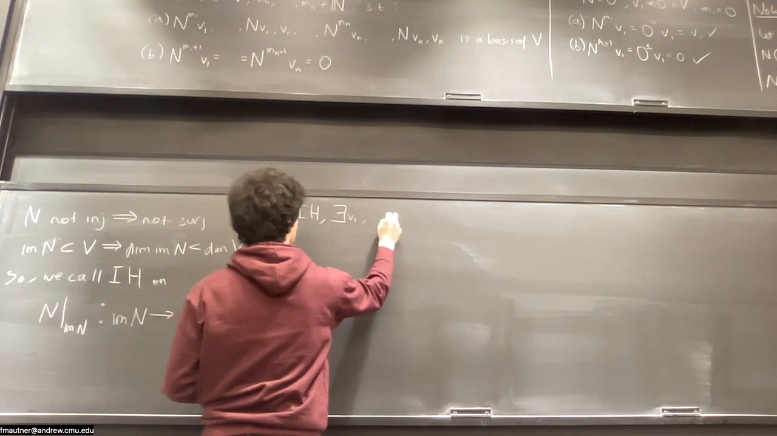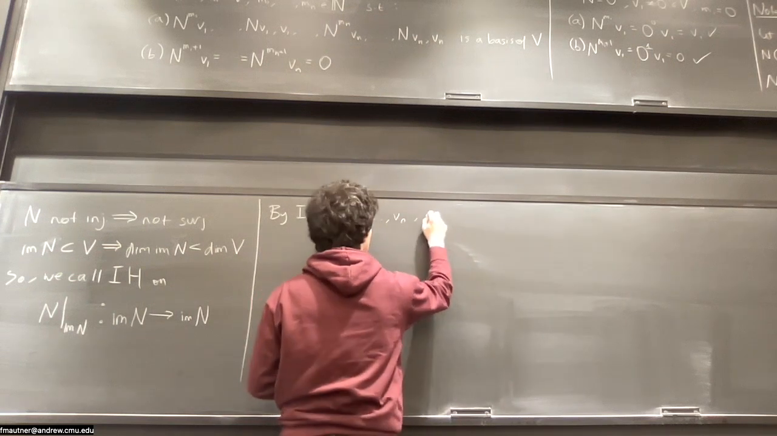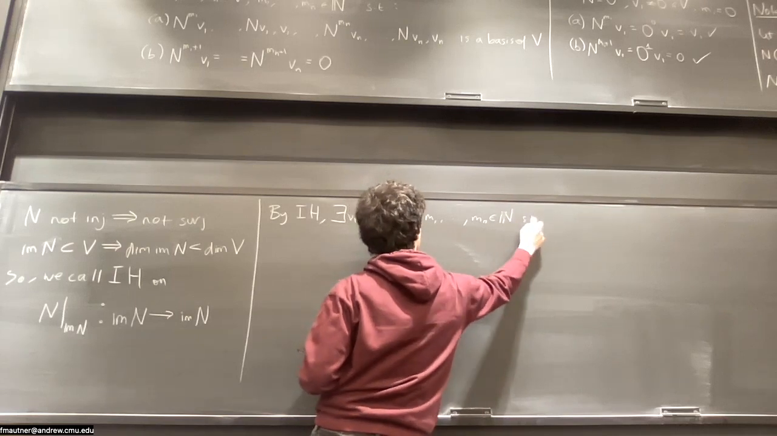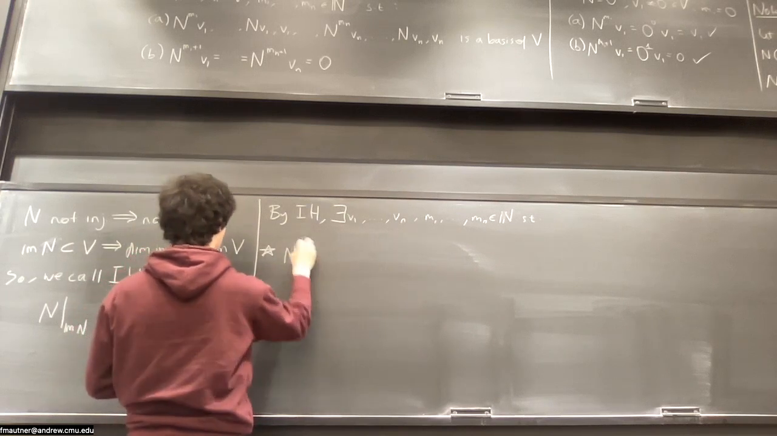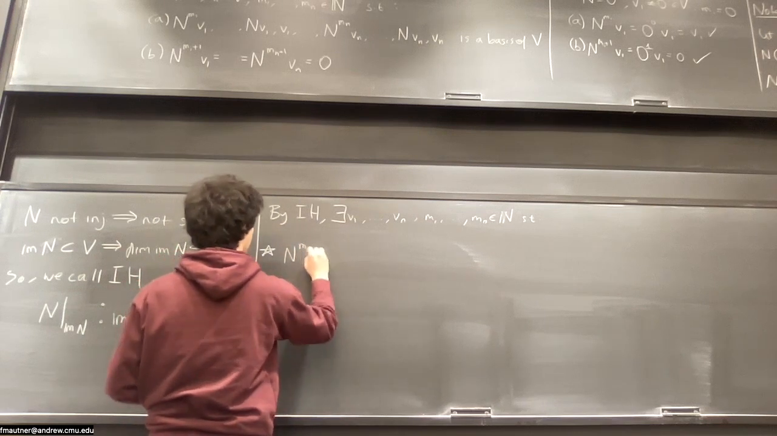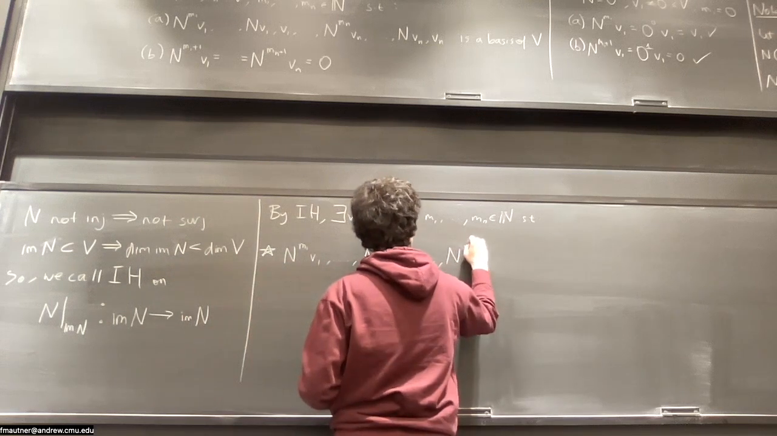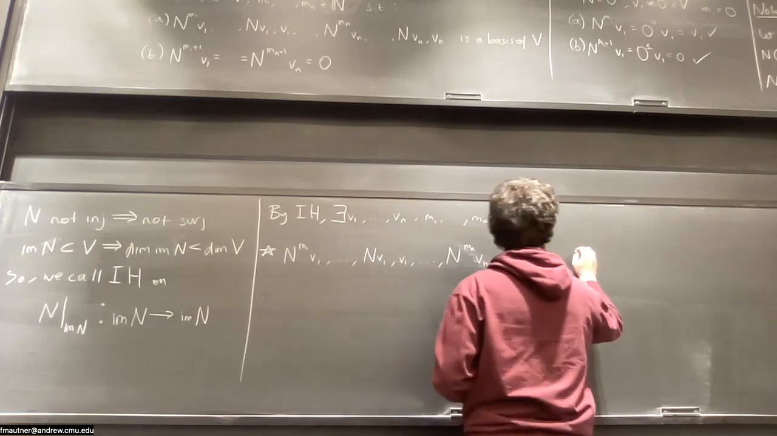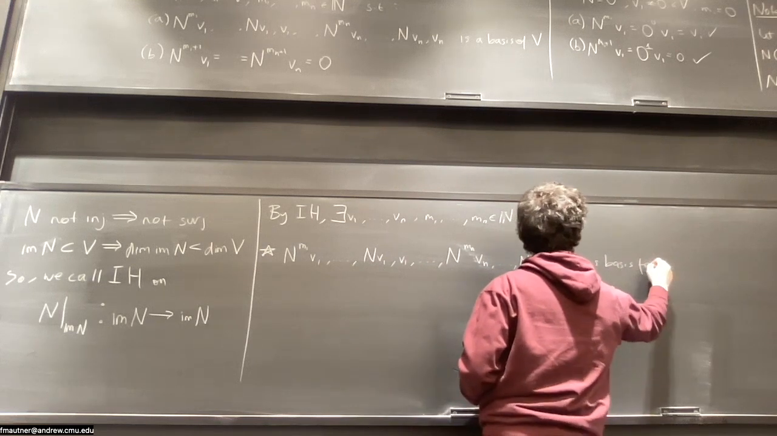we have vectors v1 to vn and some non-negative integers m1 to mn, natural numbers, such that, and we'll call this star, we just follow what we have from our theorem, that's what we do in induction proofs: n to the m1 v1, all the way to v1, and we just keep going, n to the m sub n v sub n, and v sub n, this whole thing forms a basis for the image of n.